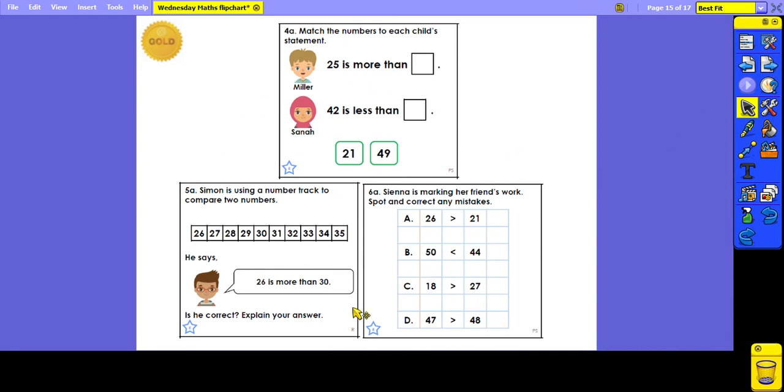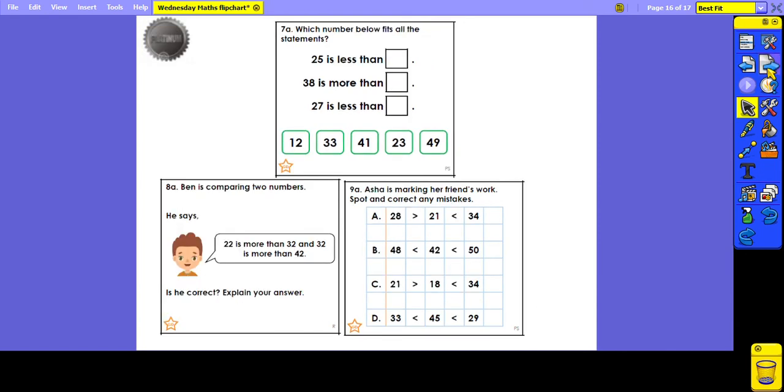For gold, you have got some reasoning and problem solving questions. And for platinum, you have got some more challenging reasoning and problem solving questions.